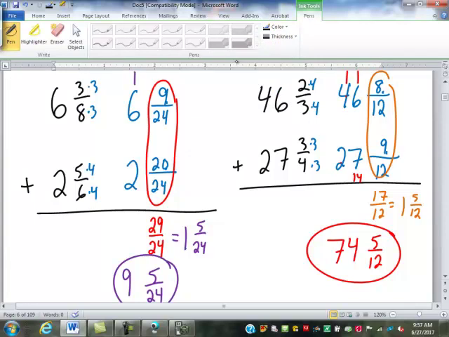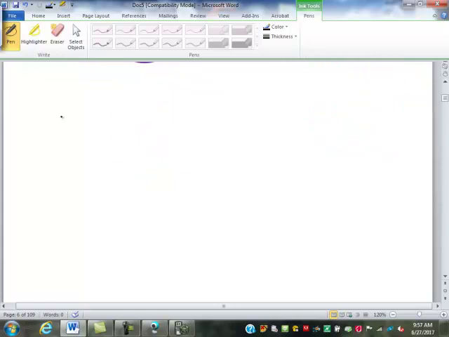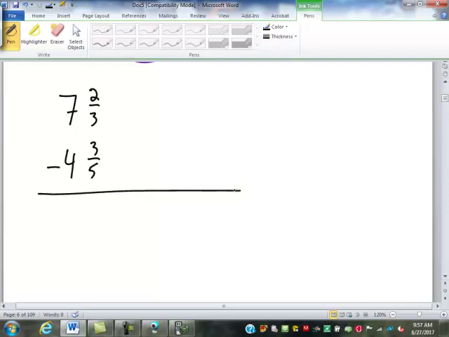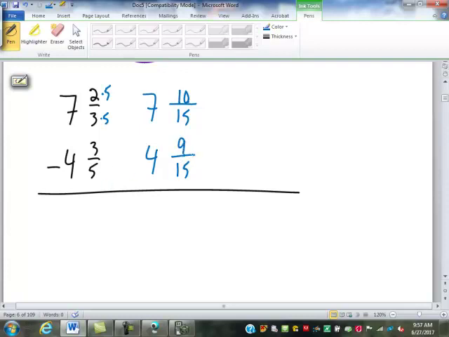Okay, well, subtraction is pretty much the same thing, only subtracting, obviously. So we're going to start out with those vertical as well. So let's do 7 2/3 minus 4 3/5. So again, we need a common denominator. What's it going to be? 15. Very good. What's going to go up here? 10. Good. 3 times 5, so 2 times 5. What goes up here? 9, right? 5 times 3, so 3 times 3 is 9.